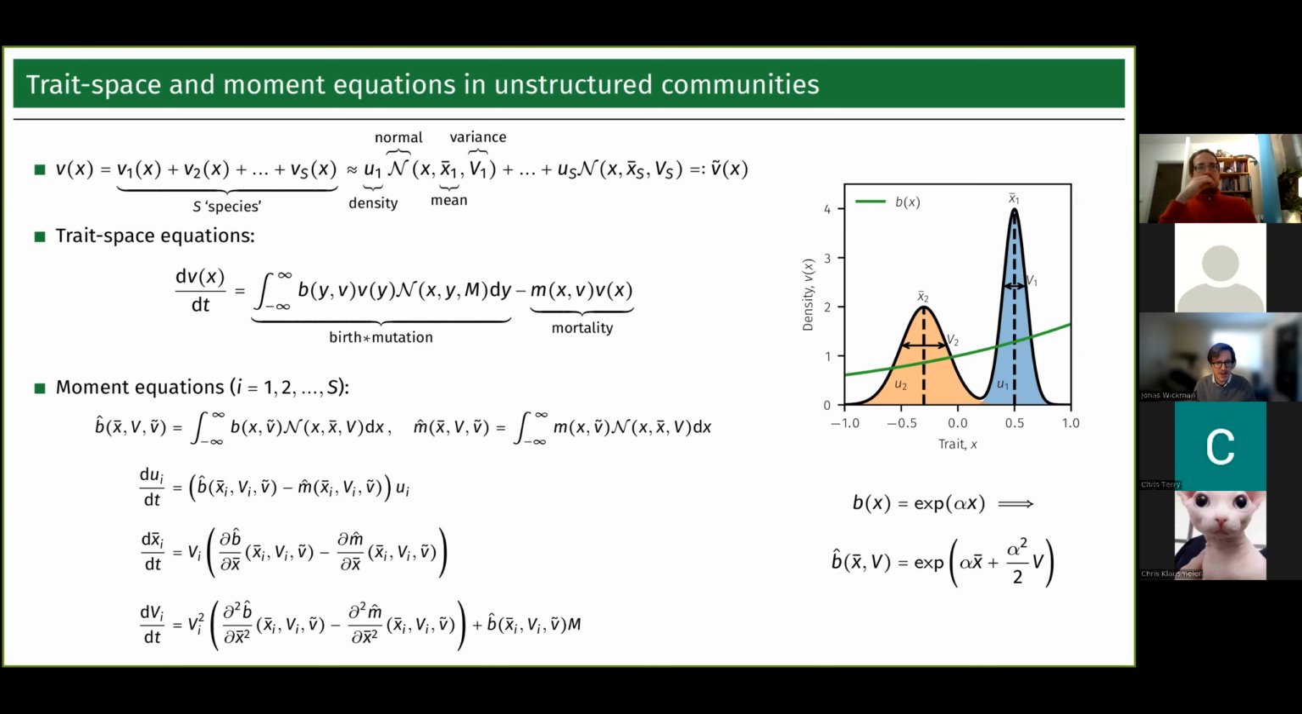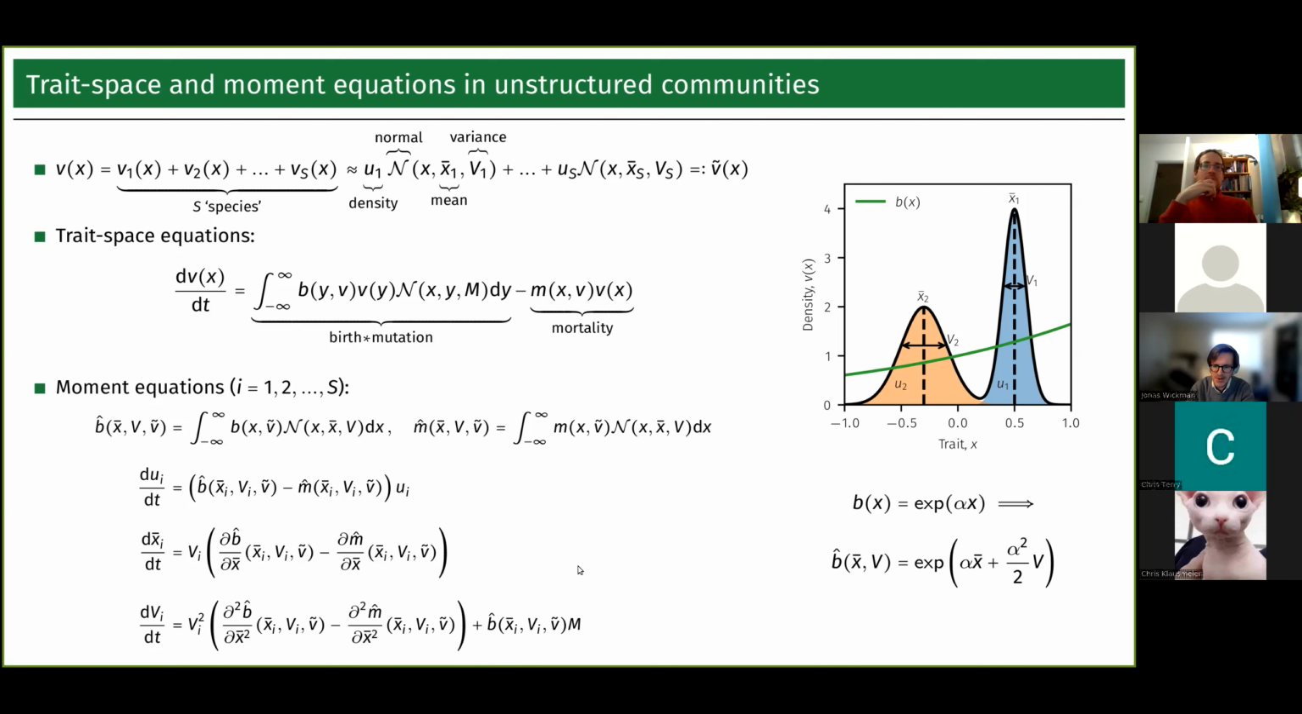And finally, for the variance, we get the variance squared times the second derivatives of these two vital rates, basically characterizing stabilizing or disruptive selection. And then, because we have this convolution in our beginning equations, we get an additional term, which is the birth rate times the mutation variance. So mutations are constantly a source of variance for each species.